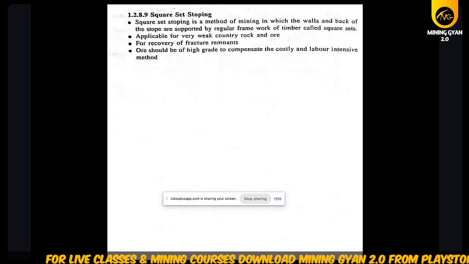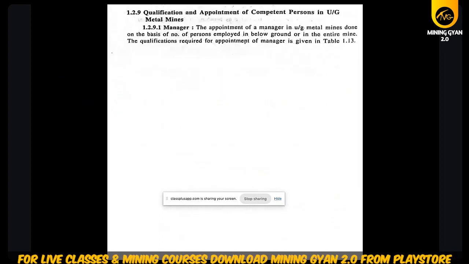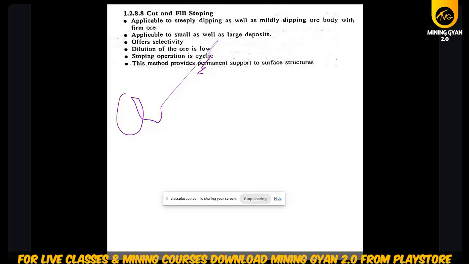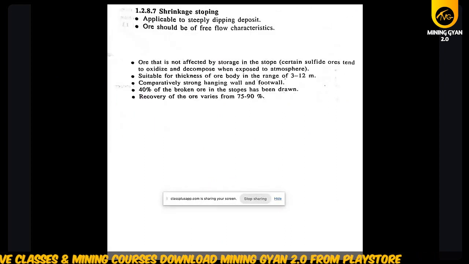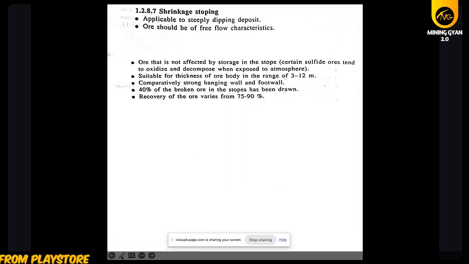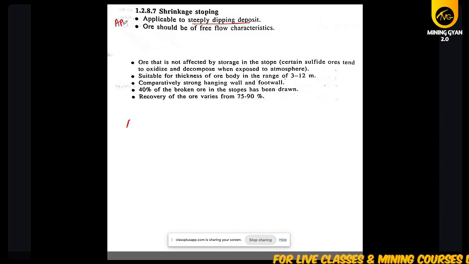Okay, we have discussed the stoping methods, and now we have to come to the caving methods. So first, the stoping method is only one. Okay, shrinkage stoping method we have to discuss. So first we will discuss applicability. Applicability means steeply dipping deposit. These are the applicabilities also.